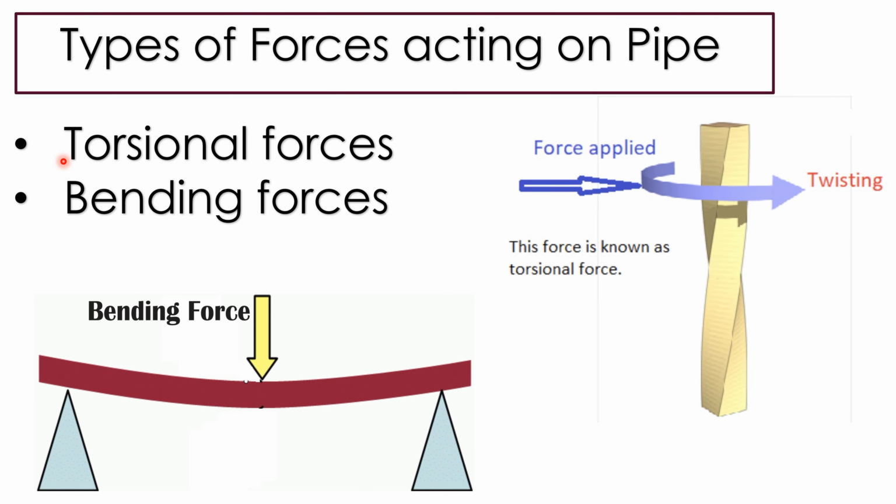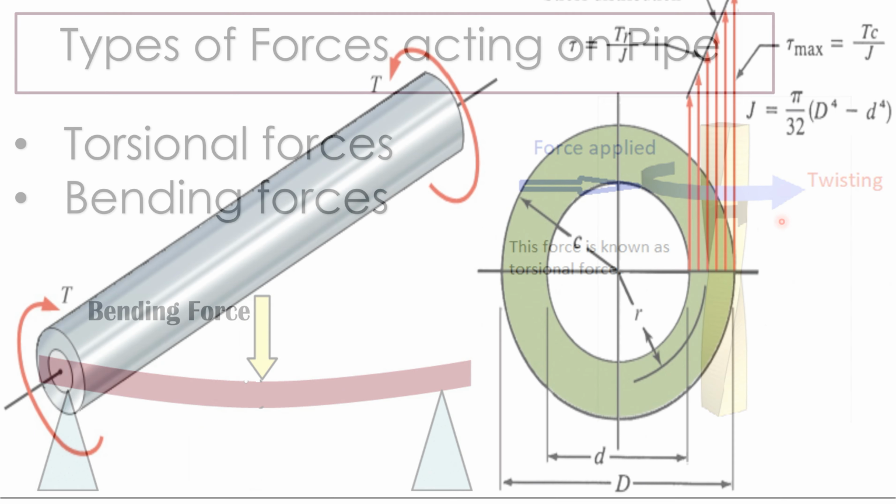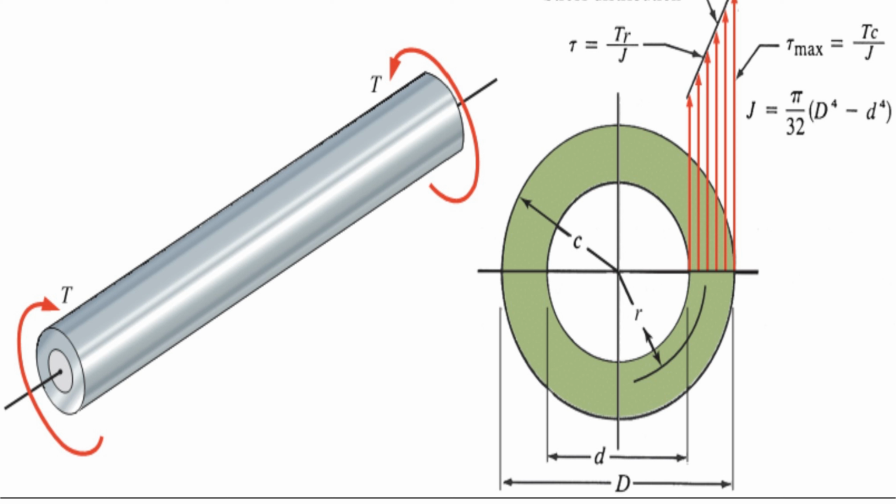Torsional forces. As you can see here in this picture, when the applied forces try to twist the pipe, these forces are called torsional forces. Torsional forces create the torsion moment in a pipe, as you can see in this picture.